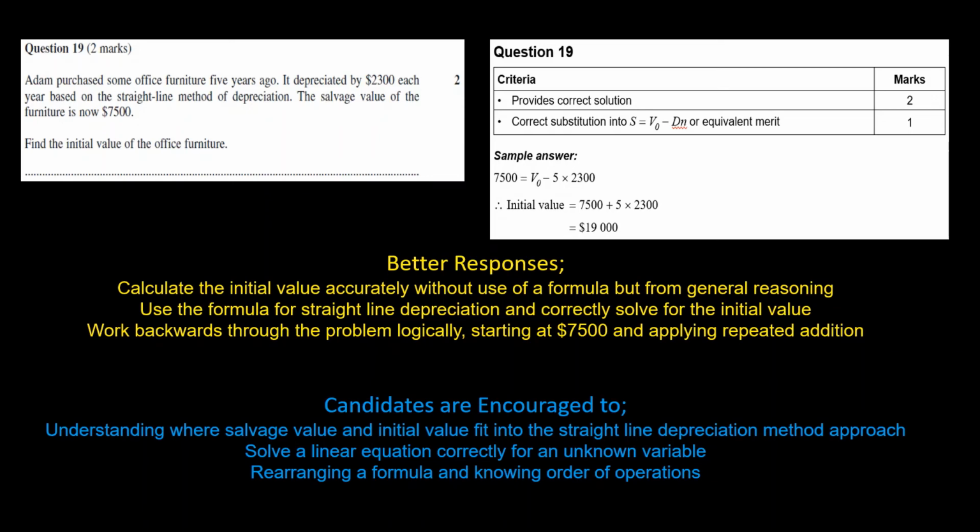Students are encouraged to really find out the definition and the meaning of initial value and what salvage value is, and also really understand what the straight line depreciation formula is and what the declining balance depreciation formula is, and obviously which to use and when. Solve a linear equation correctly for an unknown variable and rearrange the formula, which caught a lot of students out, just in terms of actually what to do. For instance, many students, with $7,500, actually subtracted the 5 by the $2,300.